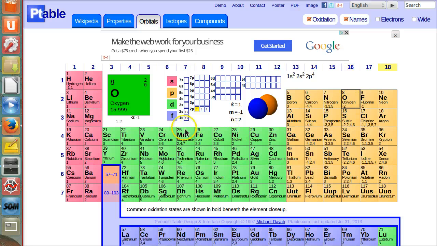Oxygen has 6 electrons in the second energy level. 1, 2, 3, 4, 5, 6. Fluorine has 7. 1, 2, 3, 4, 5, 6, 7. And neon has 8. 1, 2, 3, 4, 5, 6, 7, 8.